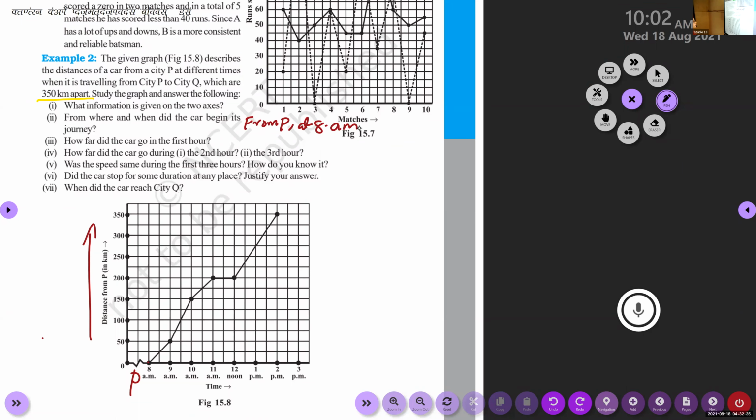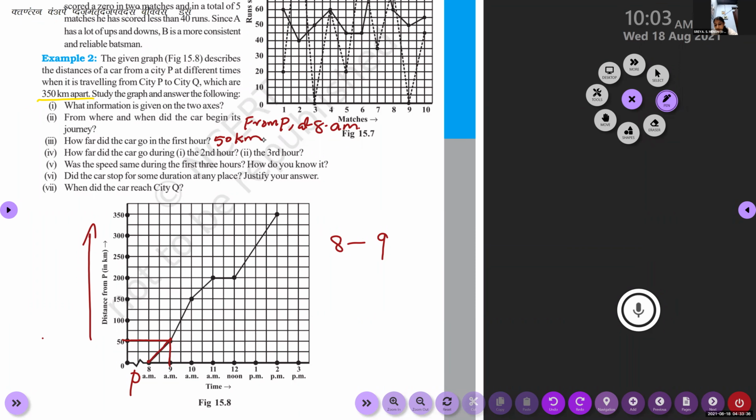Renan, third question. How far did the car go in the first hour? First hour means from 8 a.m. to 9 a.m. How far did it travel? Renan, what was the distance traveled by the car from 8 a.m.? 50 kilometers. Yes, at 8 a.m. it starts from 0 and it reaches 50 kilometers at 9 a.m. Okay, correct. So for the third, you write 50 kilometers.